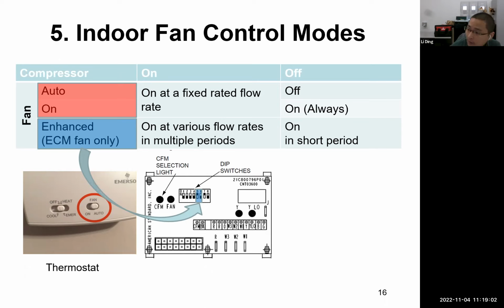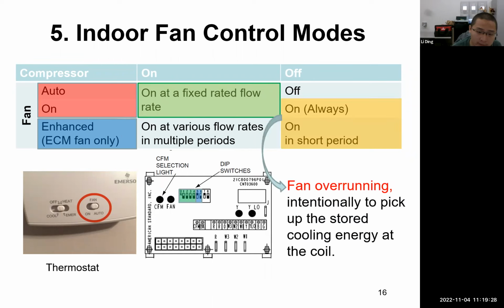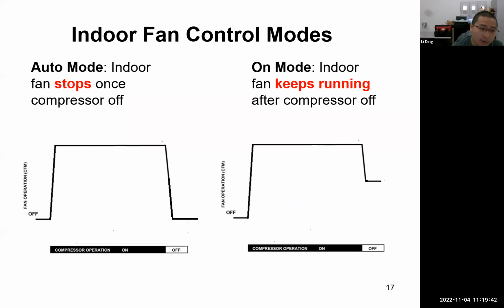And as we said, at auto and on mode, the fan runs at a fixed rated airflow rate when the compressor is on. And this airflow rate can also be changed by the switches. Also, when the compressor is off, if the fan keeps running, it's called fan overrunning, intentionally to pick up the stored cooling energy in the coil. So these are the different fan control modes. We can see them one by one.